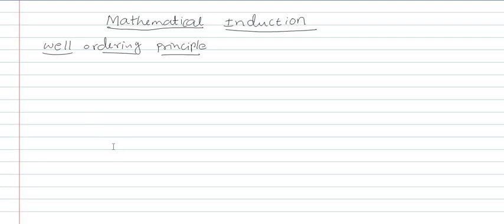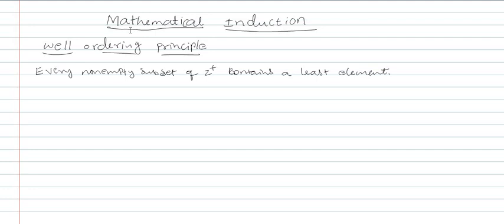Guys, now we discuss mathematical induction. Let us see what is mathematical induction, where we use it, and how we prove or solve the problems based on mathematical induction. Before starting this, you should know what is the well ordering principle. It says that every non-empty subset of Z plus contains a least element.